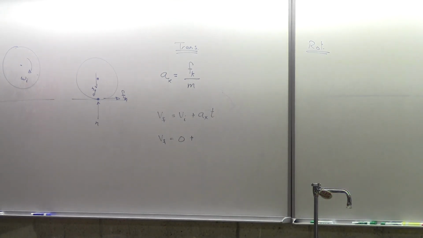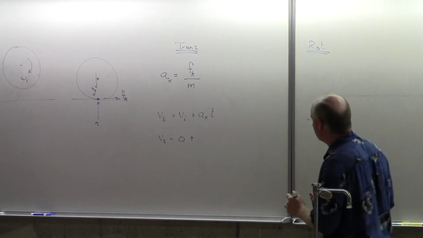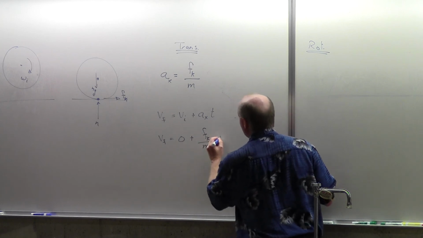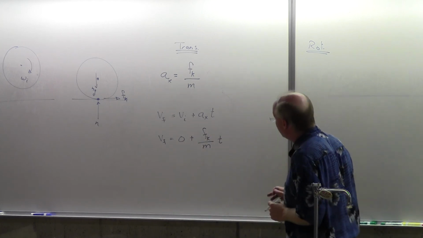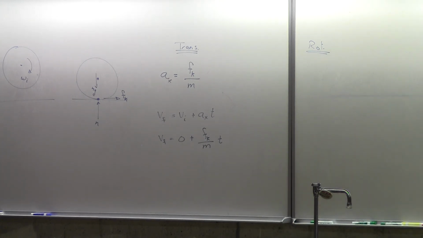Is the initial rotational speed 0? No. So again, this is what makes it a magenta problem. We got to look at both at the same time. And at this point, I'm only looking at the translational motion. But this would be the force of friction divided by m multiplied by time. And so that would well describe the translational motion. What is going on with the translational motion?